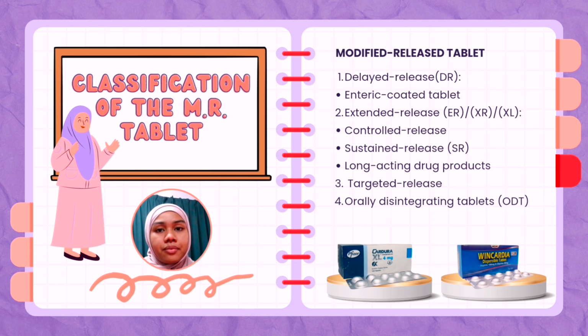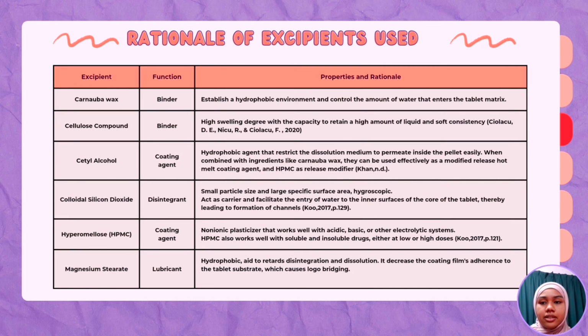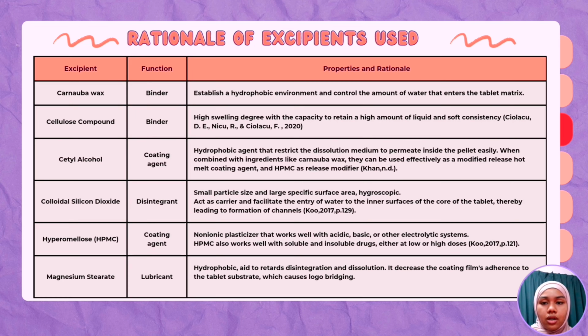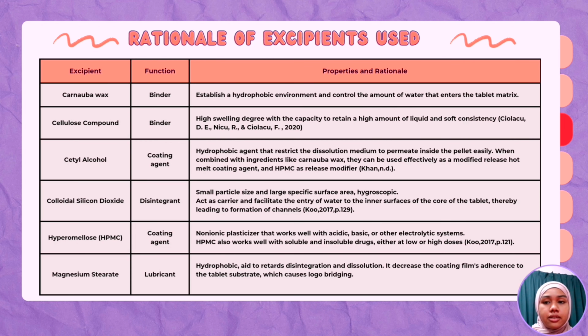The product that we chose is the Voltaren sustained release 100 mg, that we will discuss about the formulation next. The formulation of the Voltaren sustained release: the active ingredient is diclofenac sodium 100 mg. These are the list of the excipients used, which might differ a bit from the formulation previously, but this one is the original excipients used by the Voltaren SR itself.